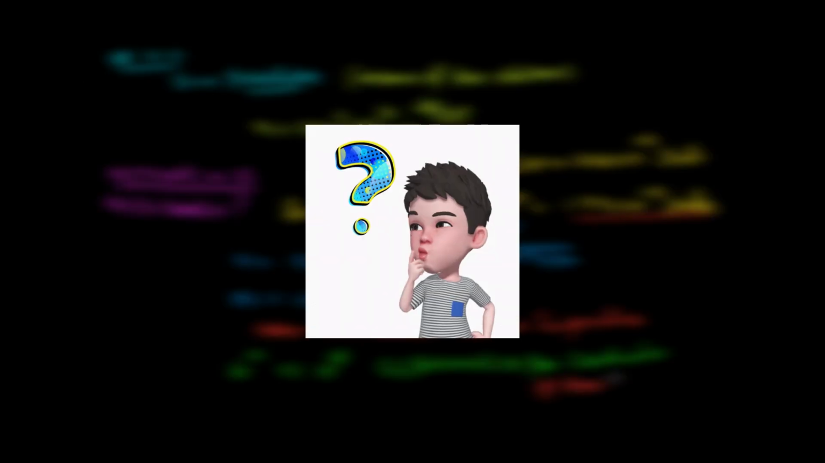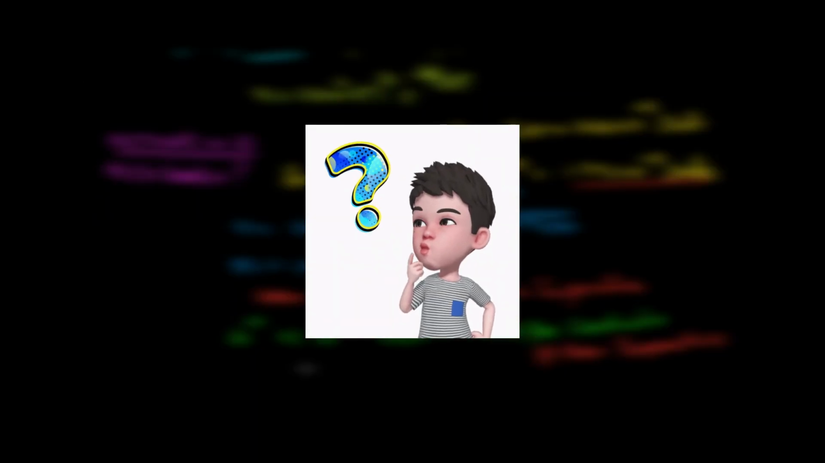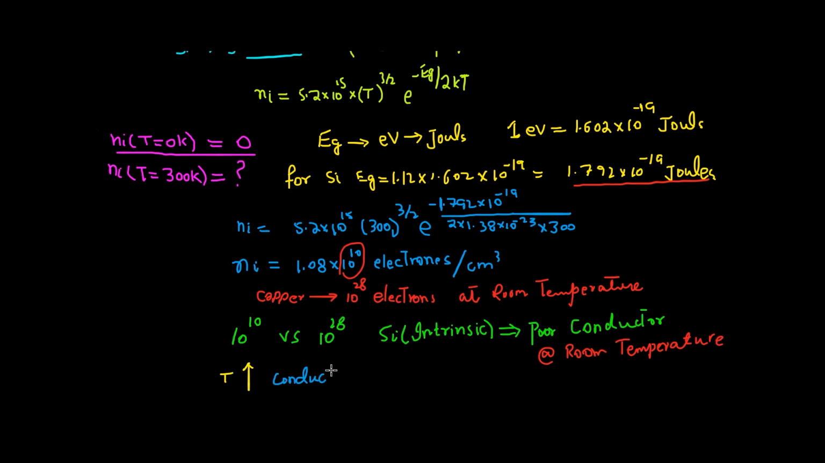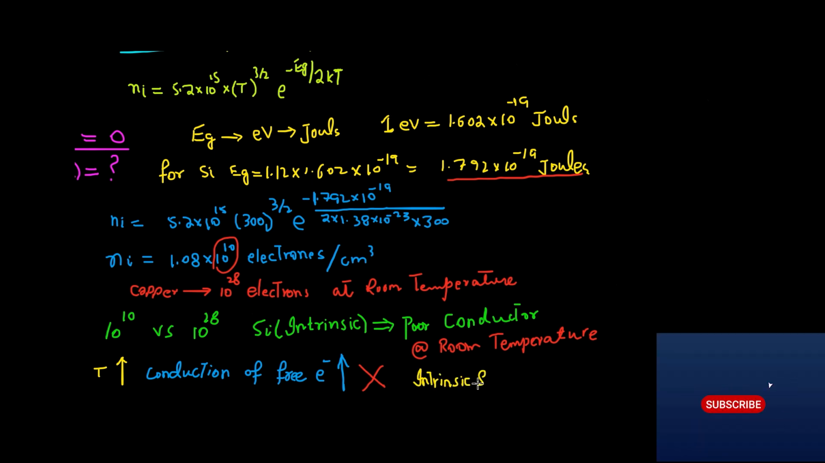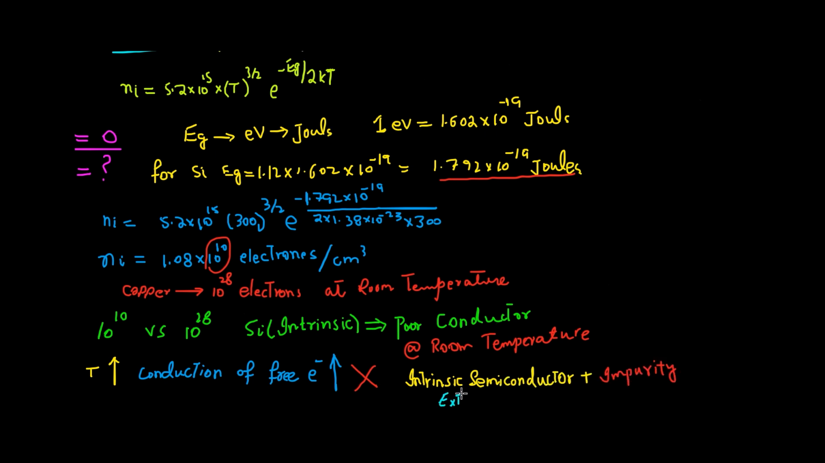Now, a question might come into your mind: if we increase the temperature, we can increase the conduction of silicon. But it is a very impractical approach, as higher temperature is not a desirable property in electronic devices. But wait, there is another solution by which we can increase carrier concentration. We add impurity to an intrinsic semiconductor, and that semiconductor is then called an extrinsic semiconductor, and this process is known as doping.